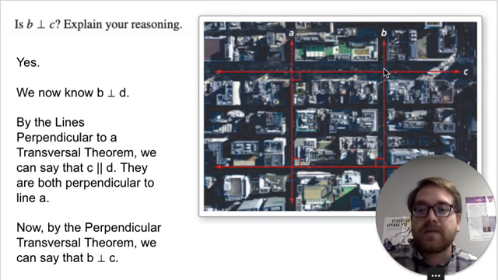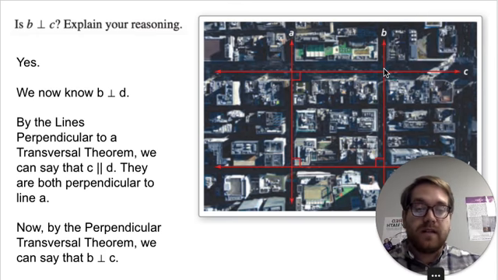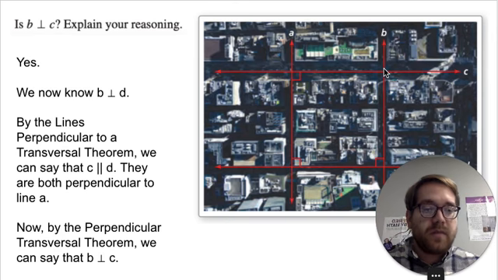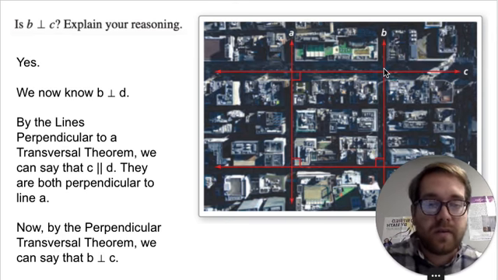So that is what this lesson has been over: providing reasoning for showing if lines are going to be perpendicular to each other or if they're going to be parallel to each other based off of the perpendicular lines.